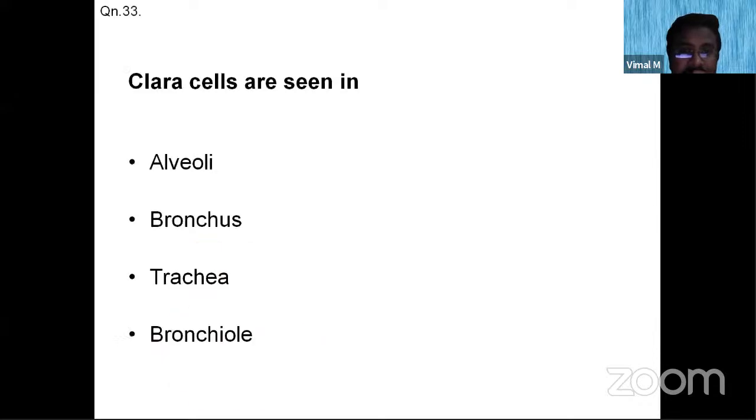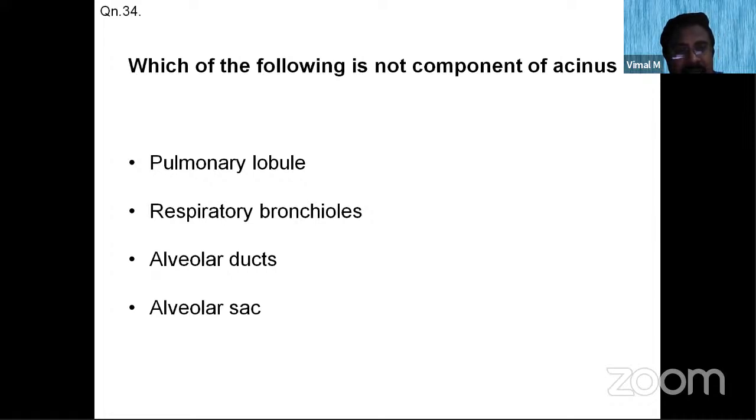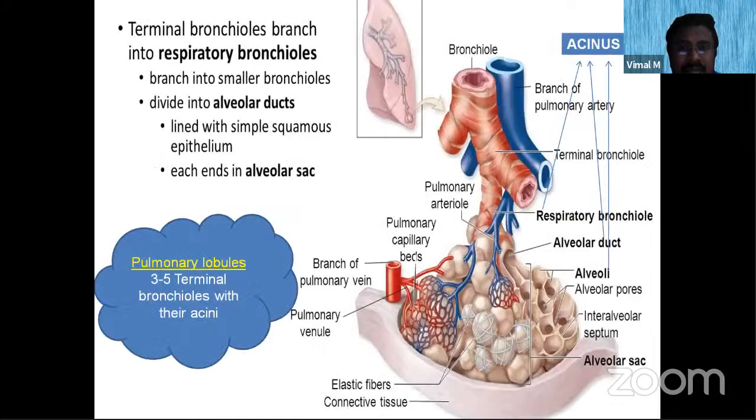Okay. So let us see some more questions on the respiratory system. Clara cells are seen in alveoli, bronchus, trachea, bronchiole. So they are asking where you will see the Clara cells. The other question is: which of the following is not a component of acinus? They have given pulmonary lobule, respiratory bronchiole, alveolar duct, and alveolar sac. So to solve these two questions, let us have some basics about the respiratory tree.